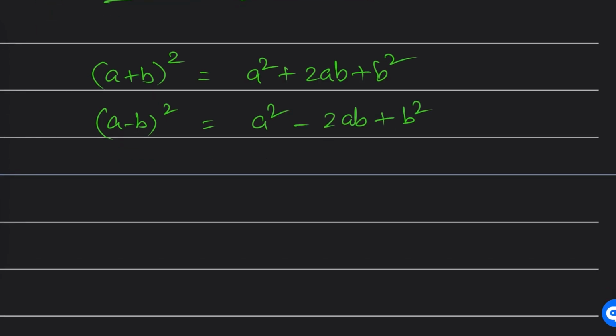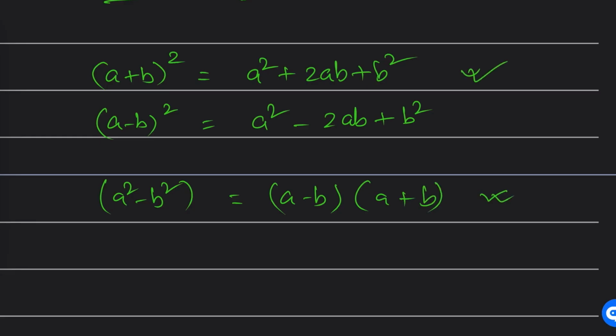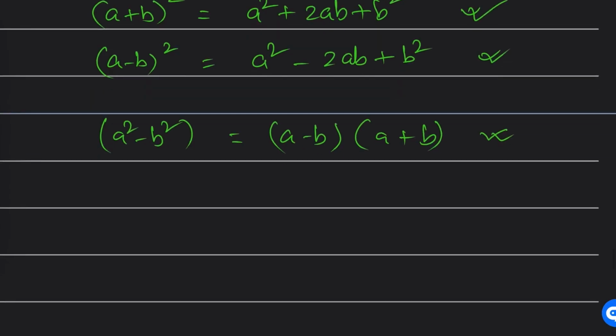Next, you should remember a square minus b square, which I'm going to use most of the time. It is (a minus b) into (a plus b). The most commonly used identities are this and this. (a plus b) whole square things mostly come, but cubes are not coming. You can go through them if required, but these three are much more important for your physics problems.